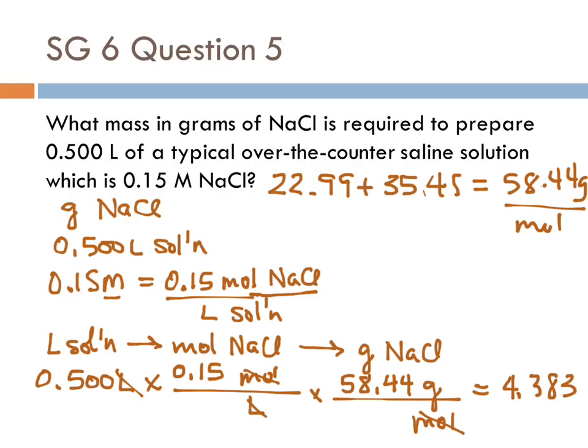We have 0.500 has 3 sig figs, 0.15 has 2 sig figs, and 58.44 has 4. So the smallest is 2, and so we're going to round this off to 2 significant figures. I'm going to draw an arrow and put my answer up here, 4.4 molar or 4.4 moles. Wait, that's not right. See, brain fart. We were calculating molarities earlier. Grams, look at the units, dummy, 4.4 grams. There's the answer.